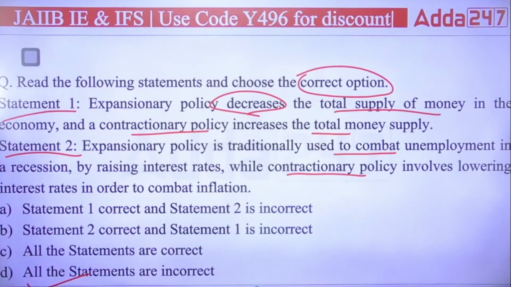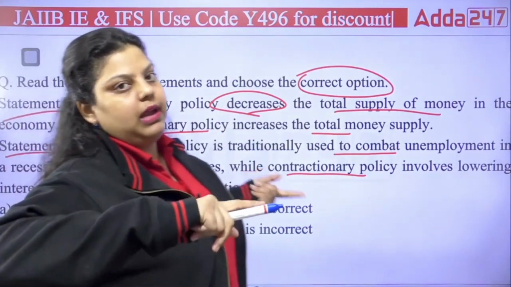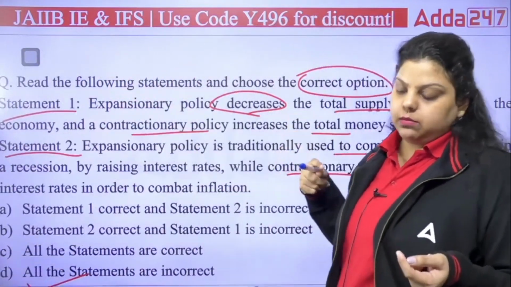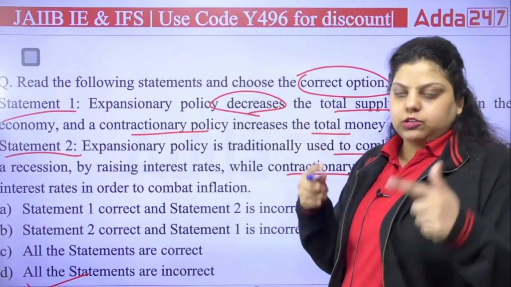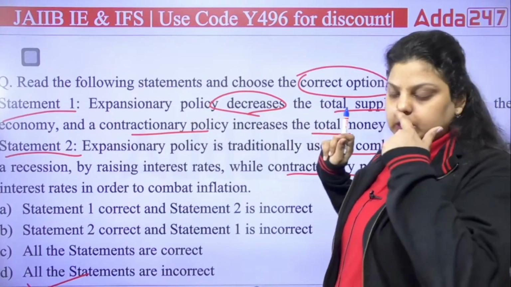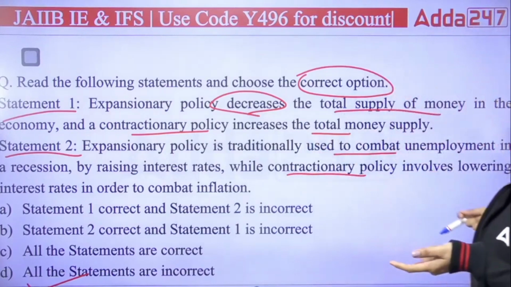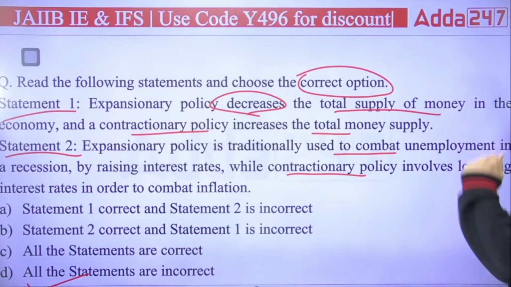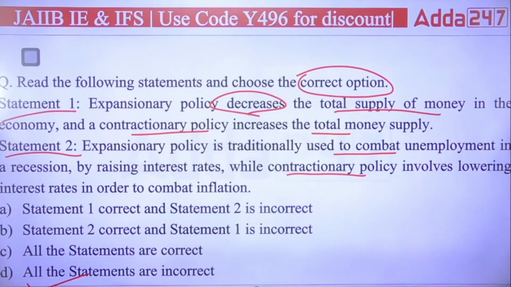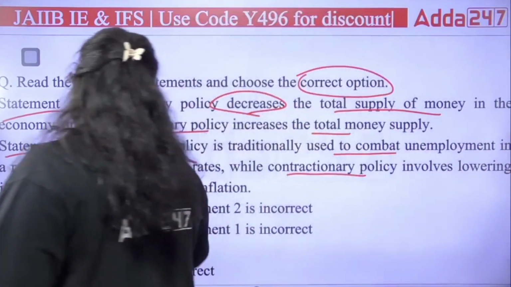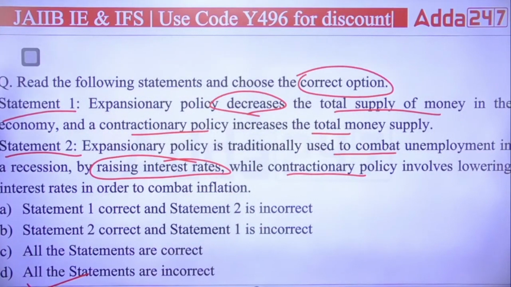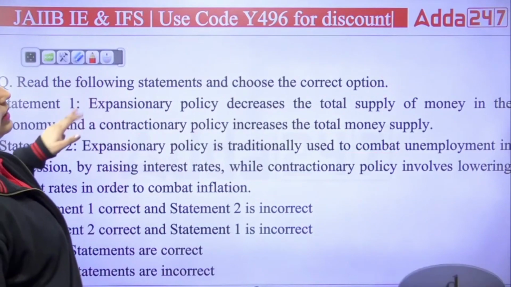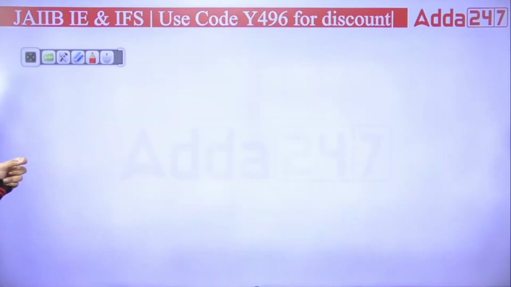Why? Because expansionary monetary policy increases money supply and contractionary monetary policy decreases money supply. So the first statement has interchanged expansionary and contractionary. And the second is also wrong because expansionary monetary policy is used to increase employment in the country. But in a recession situation, by increasing the interest rate? No. By decreasing interest rate, expansionary monetary policy combats unemployment. Okay? By decreasing interest rate. That's why both the statements are incorrect here. Right answer is D. Both are incorrect.